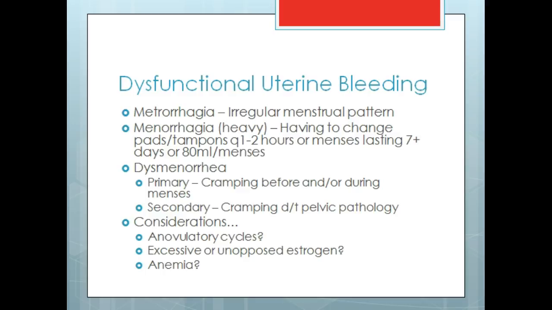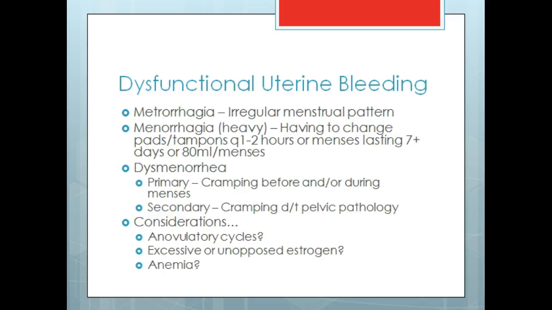All right, so then dysfunctional uterine bleeding, or DUB, is kind of an umbrella term for painful periods, heavy periods, irregular periods. I would say more so irregular and heavy periods, but you'll see the term used as an umbrella term for all of these as well.